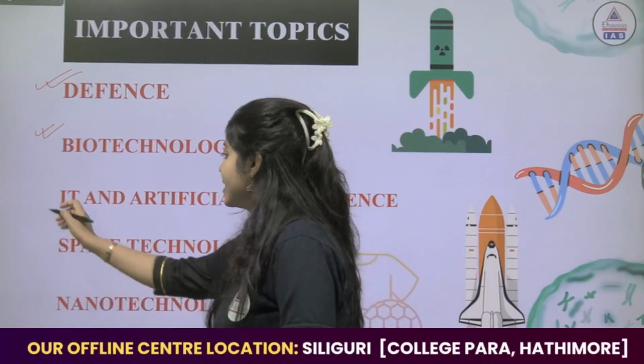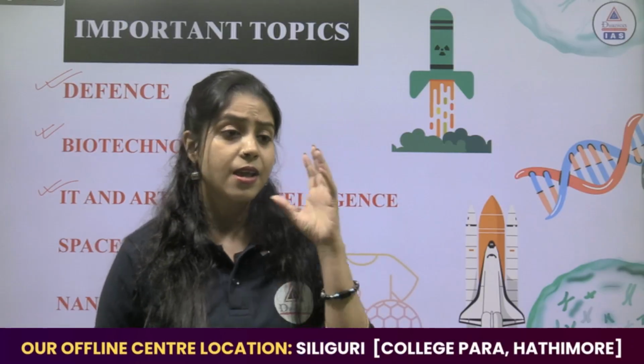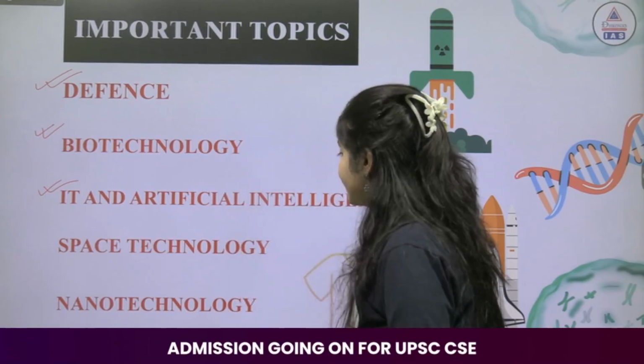Now moving on to the next, computer science or IT, and the booming topic, artificial intelligence. You need to read about what artificial intelligence is and how you can apply it in agriculture, in medicine, in clinical trials, in healthcare systems, in defense, in space. So wherever you can put artificial intelligence, you need to learn about the applications.